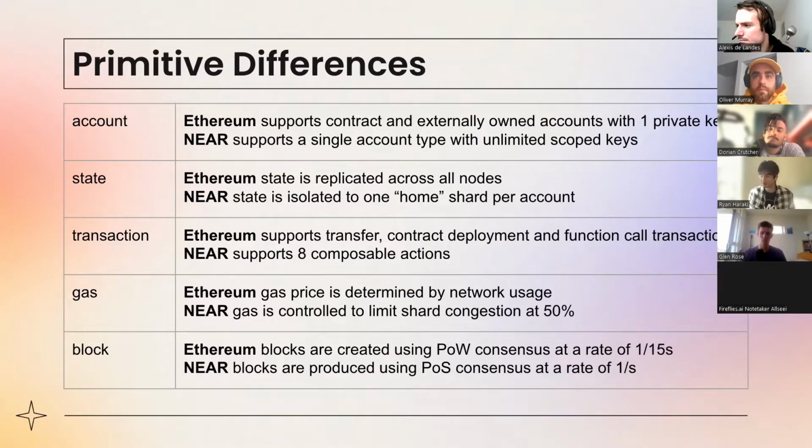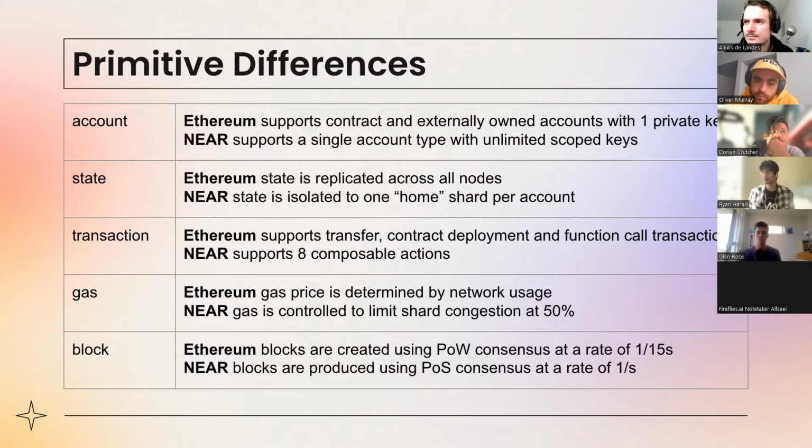And then of course there's gas. So Ethereum gas price is determined by the network usage. So if you have a lot of people using Ethereum at the same time, you're going to notice that the gas fees are way higher than when there are a few people, which can be annoying because they're not constant. So if I want to deploy code or do really anything at peak hours, it's going to be much more expensive than if I do it at like 2 in the morning when maybe less people are using it. And now Near's gas is controlled to limit shard congestion to 50%. So we're keeping that gas fee down, making it easier for developers and people using the blockchain.